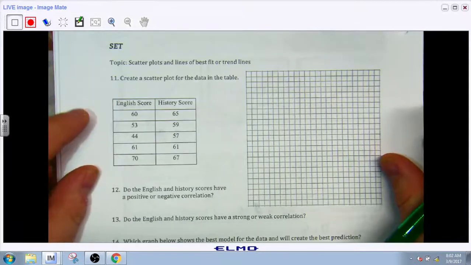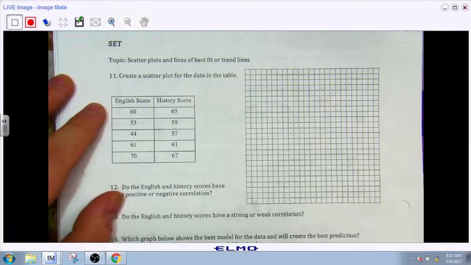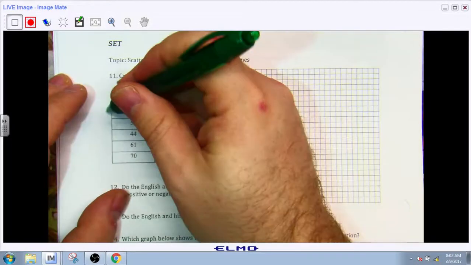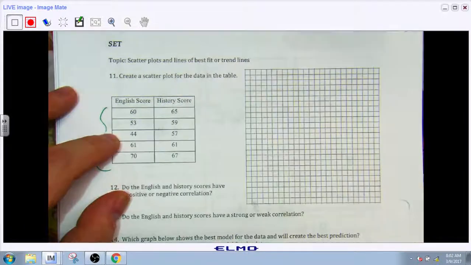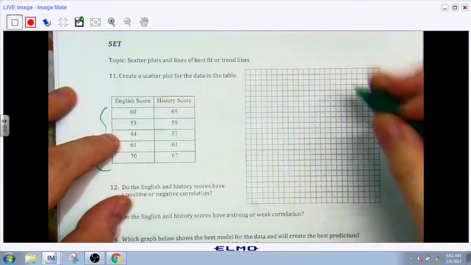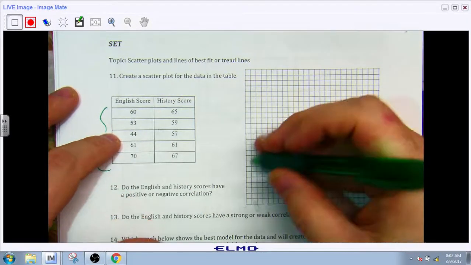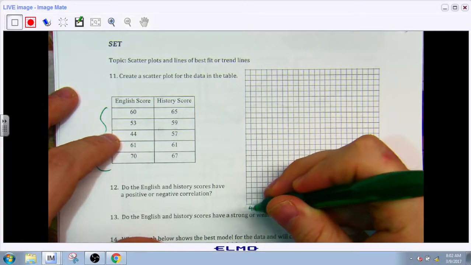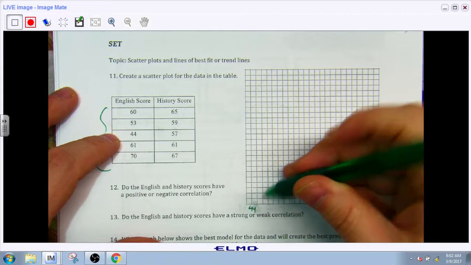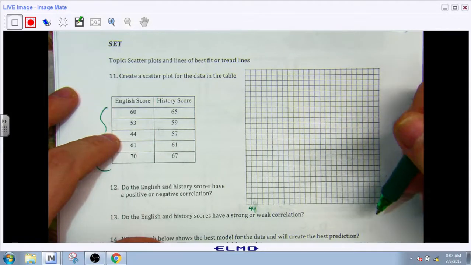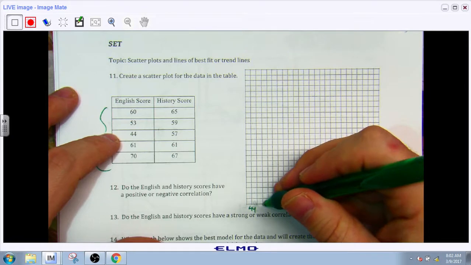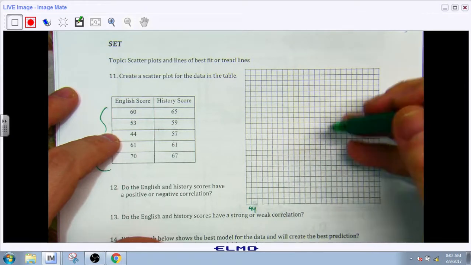Create a scatter plot. So when I'm looking at what my English scores are, I see that I have a low of 44 and a high of 70. So when I'm making my scatter plot, maybe I have this be 44, and then if I go all the way to 70, can I go by 2s? 46, 48, 50. Yeah, I can totally do that.